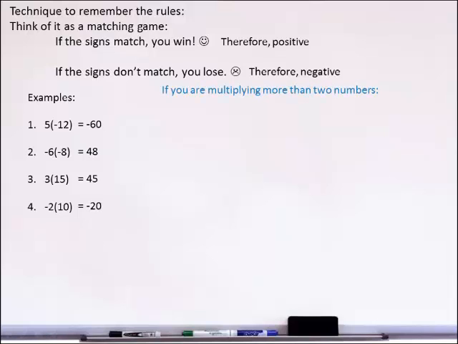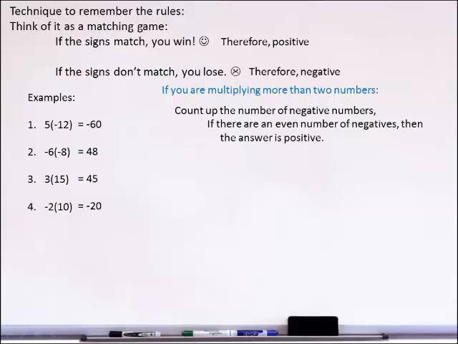If you're multiplying more than 2 numbers, rather than trying to keep track as you're moving along the whole problem and figuring out whether your answer is going to be positive or negative, there's a trick that you can use for this as well. You count up the number of negatives. If there are an even number of negatives, your answer will be positive because every 2 negatives will cancel each other out and make a positive. If you have an odd number of negatives, the answer will be negative because you'll have a bunch of 2's that cancel each other out and make positives, and then you'll have 1 negative left over at the end, which will make the whole thing negative.